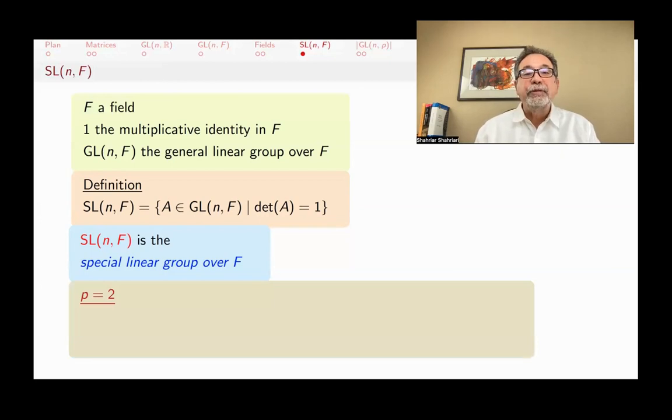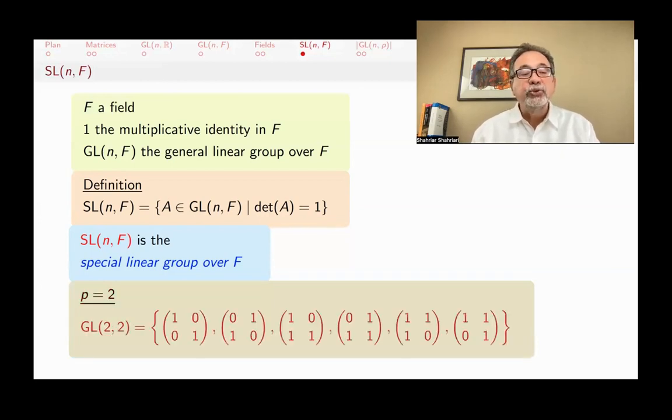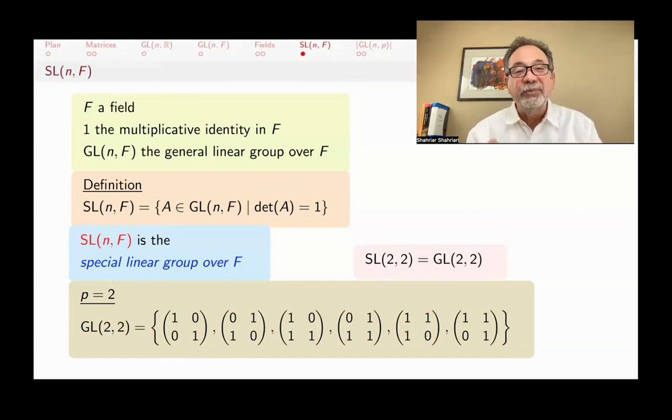For example, if P is 2, then GL22 consists of these 6 matrices. These are 6 2x2 matrices with entries from Z mod 2Z. In fact, SL22 is the same as GL22 because when P is 2, the only numbers are 0 and 1. So the only possibilities for the determinant are either 0 or 1. The ones with determinant 0 are not invertible, so they're not in GL22. The ones that have determinant 1 are in GL22, but then their determinant is 1, and so they're also in SL22. So SLN2 is the same as GLN2.